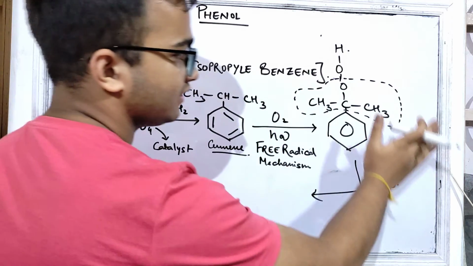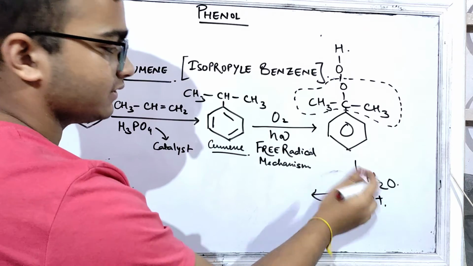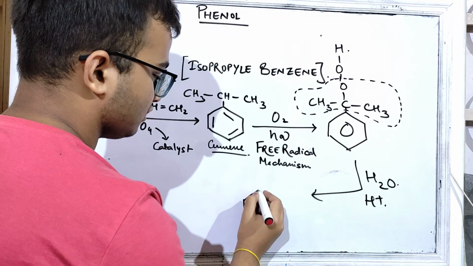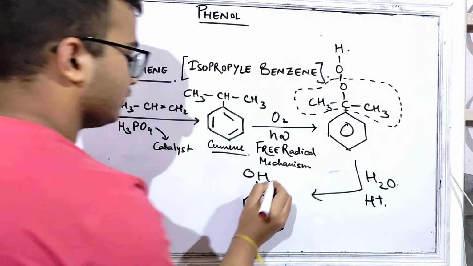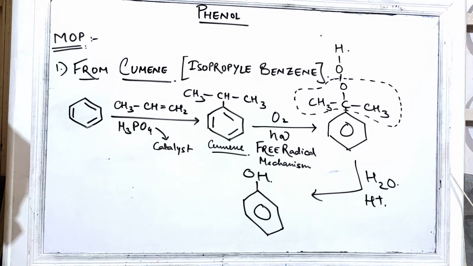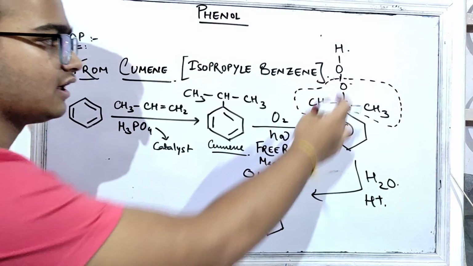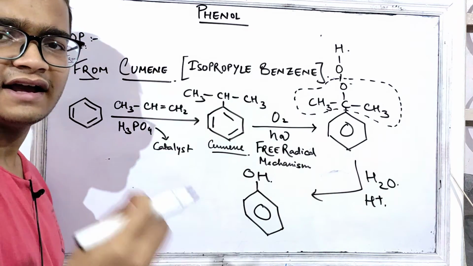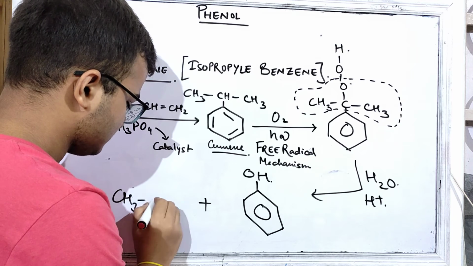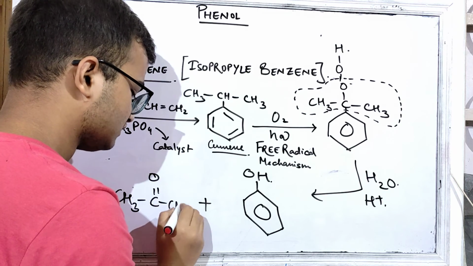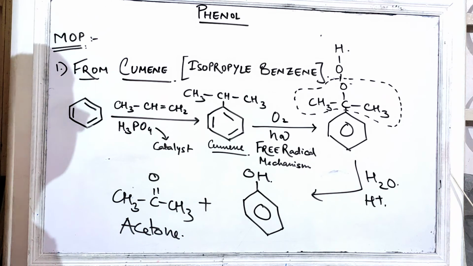Now if this is eliminated, see what is remaining. This OH will be coming down, right? So if that OH comes down, it will be my phenol only, right? And the thing which is eliminated, here there will be a minus charge, and so a bond will be formed here. As a result, acetone will be formed. So let's write here CH3 C double bond O CH3. This is acetone.